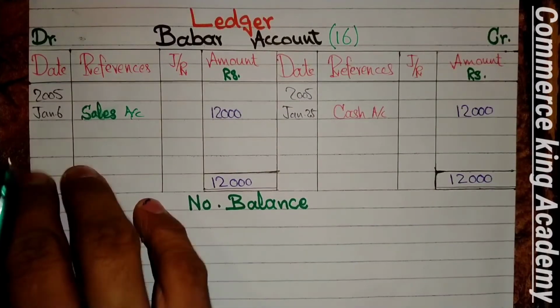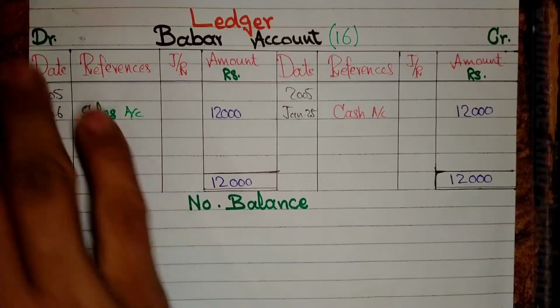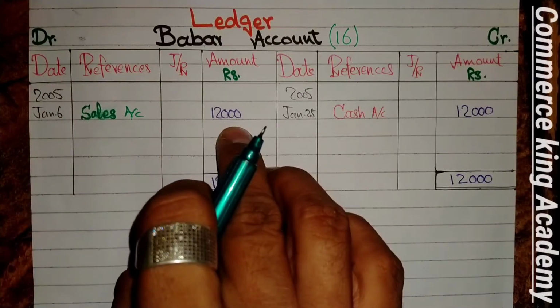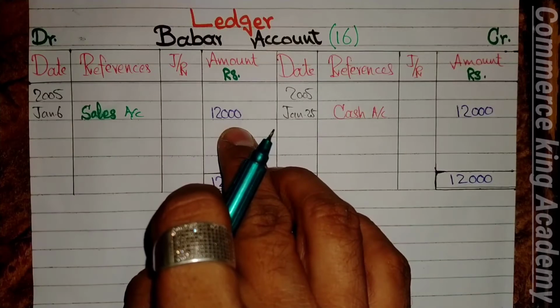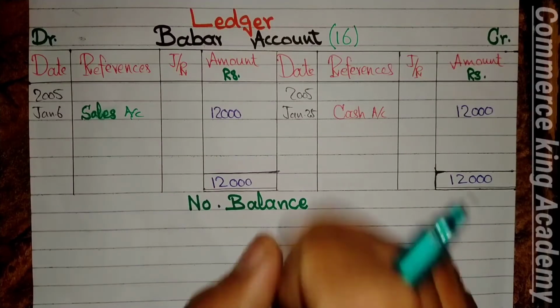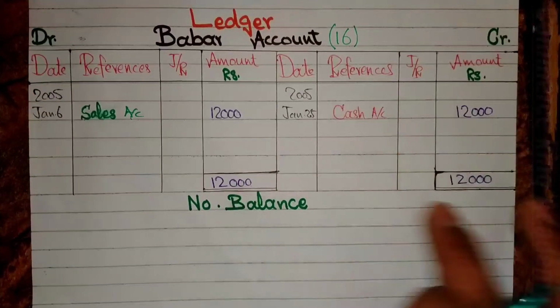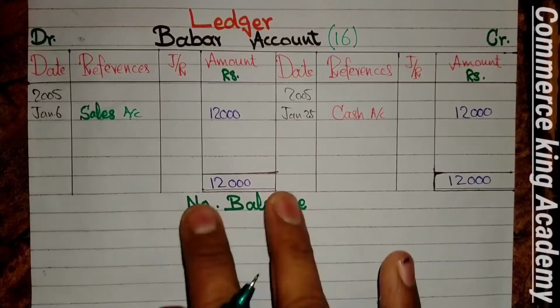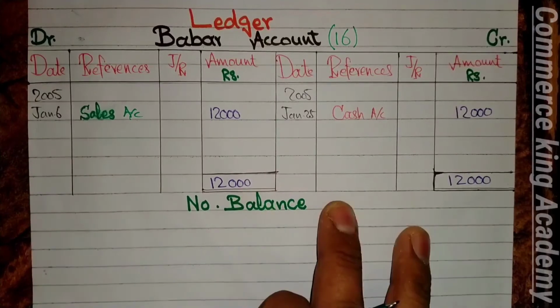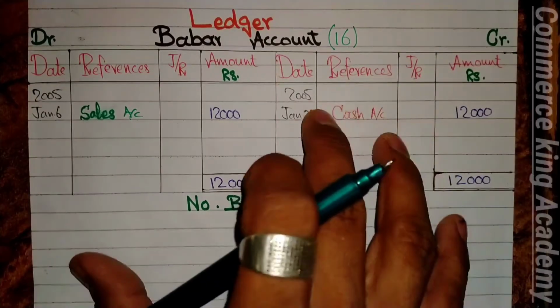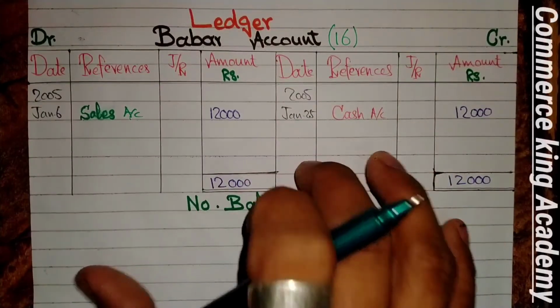These are the entries. Babar account on Jan 6, debited by sales account, amounted 12,000 rupees, right? And the second entry of Babar account in the ledger, which is Jan 25, Babar account is credited by cash account. Both sides are equal now. There is no difference on any side. That means the Babar account has been completed, cleared or settled now.